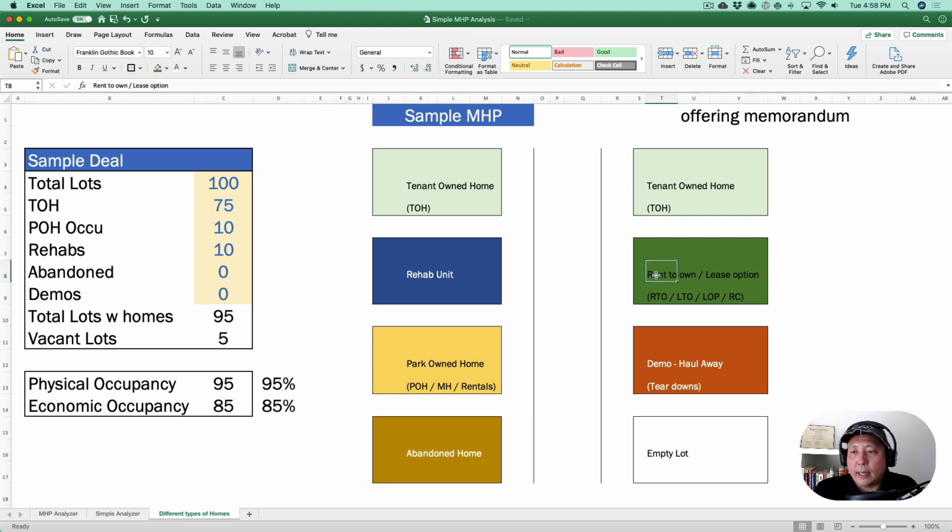And finally, one that I didn't really go over in too much detail, rent-to-own or lease option homes. And these are homes that are in the process of being rented to the resident in order for them to own them later. They're also called RTOs, LTOs, LOPs, and RCs. RTO, rent to own, LTO, lease to own, LOP, lease option purchase, or RC, rent credit. A rent credit program is where each month the renter pays full rent. A part of that is credited to an account that eventually will accrue into a down payment in case they want to buy a home in your park.